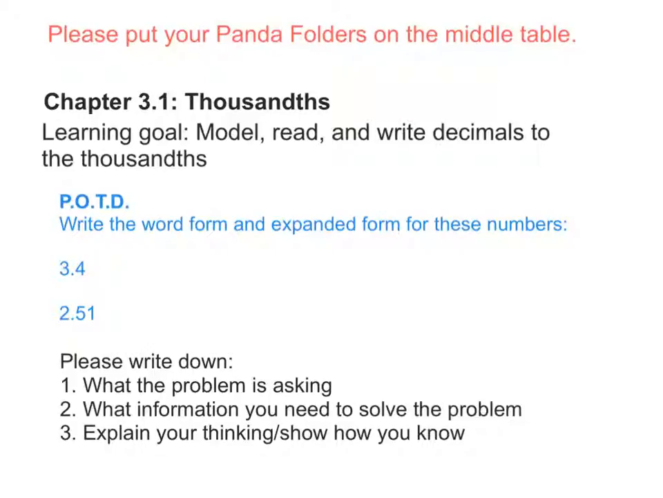Right, when you hear the word model, what should you be thinking in your head? What does it mean to model something, Sarah? So like to draw a picture. To draw a picture. Yeah, to draw a quick picture or a diagram. So you're going to be able to model, you're going to be able to read and write decimals all the way to the thousandths place. Okay?